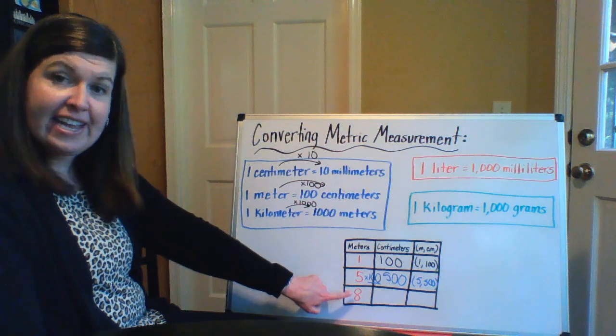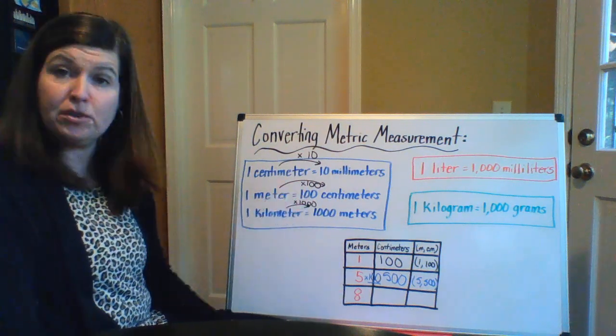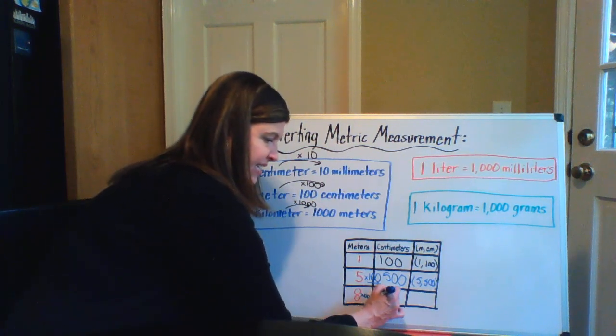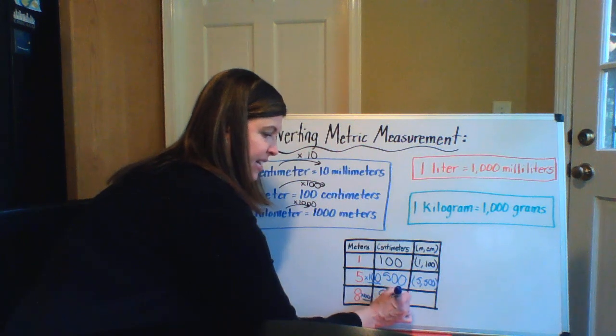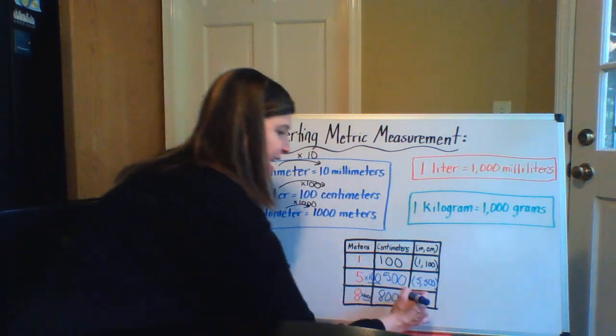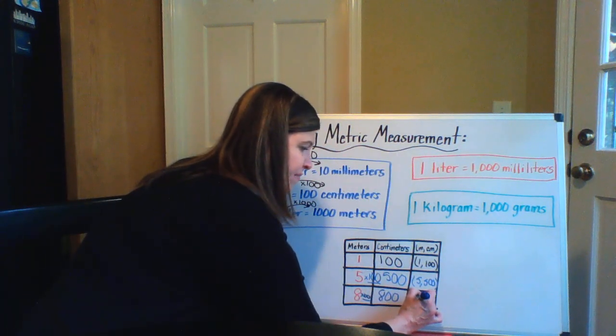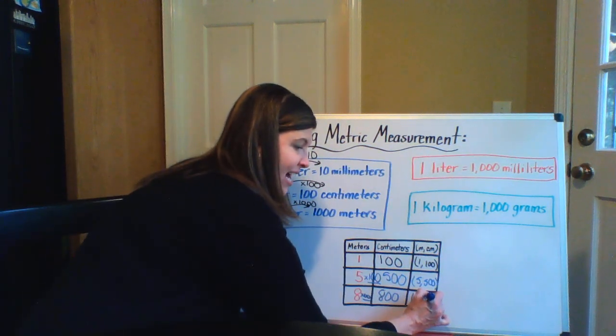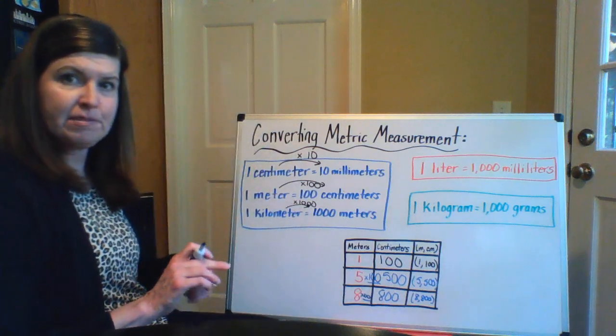Same thing for this one. It has 8. We know to convert we have to multiply by 100. So I multiply by 100. 8 times 1 is 8. Add my zeros. 800. 8 meters is 800 centimeters.